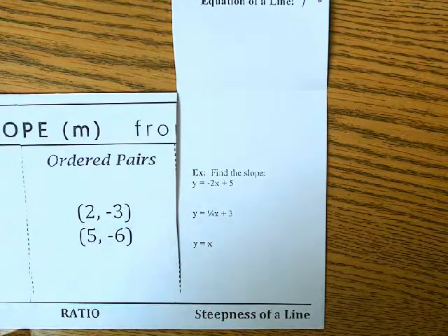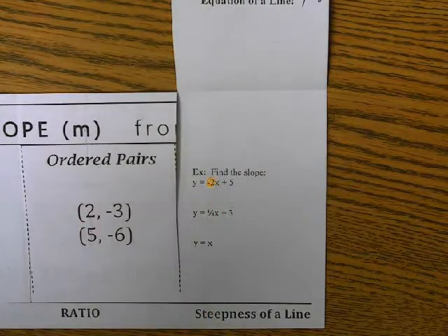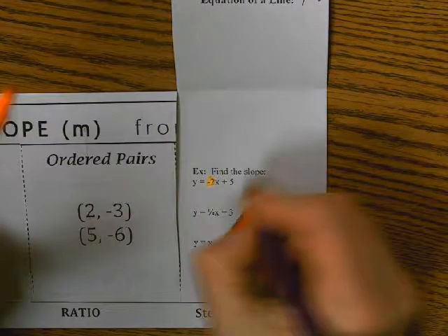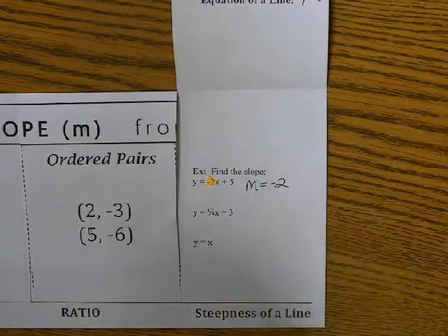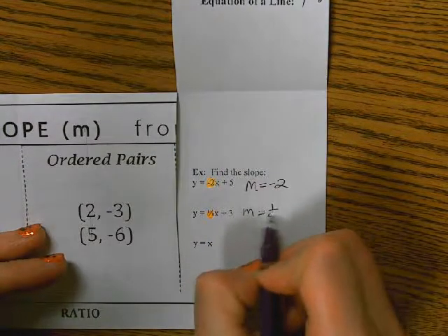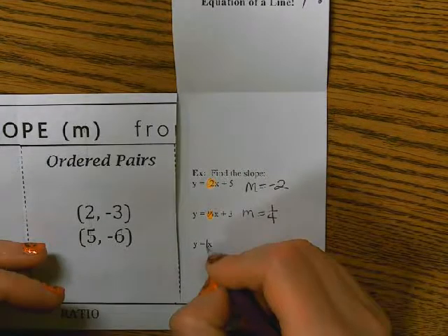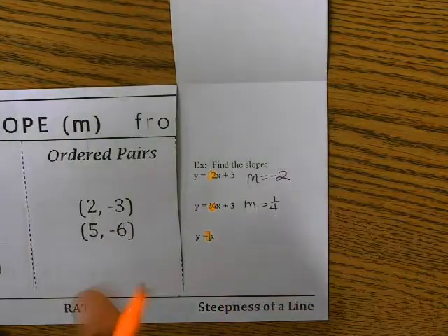So here, if I'm looking for my slope, that yellow is not showing up so good. The slope is before the x here, so m is -2. Here the slope, m is 1/4. And in this last one, there's nothing there, it's imaginary, it's a 1.